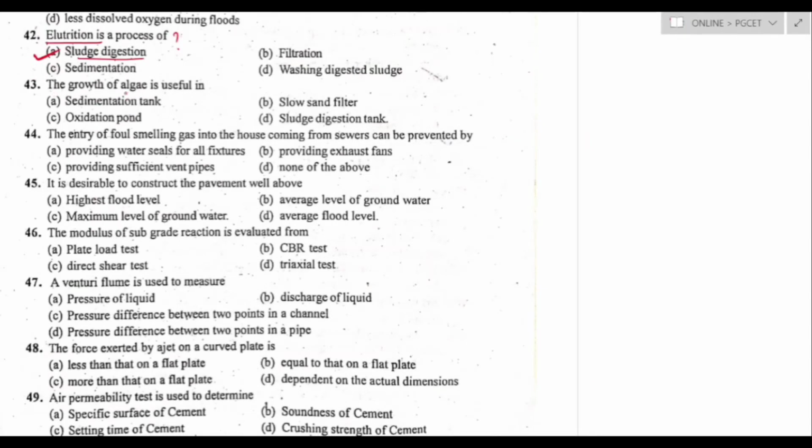Question number 43. The growth of algae is useful in. Algae are the microscopic free-floating plants that play an important role in aquatic ecosystem, and they are the major source of dissolved oxygen content in the water impoundment, and they constitute the basic building blocks of the aquatic food life. So option C will be the right answer.